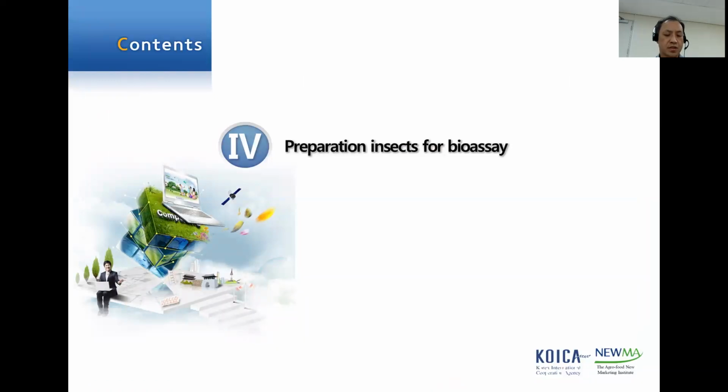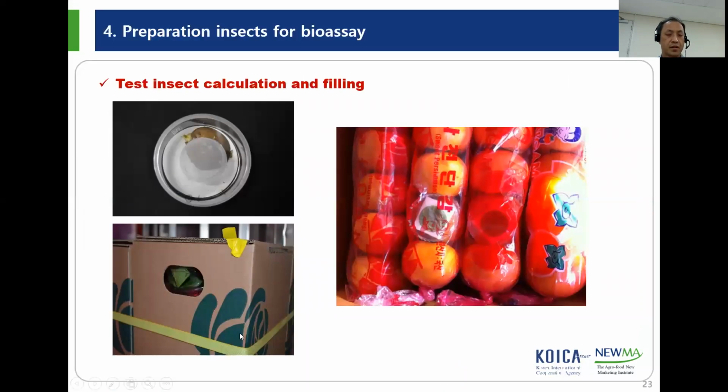Now, I'm going to discuss preparation of insects for bioassay. Reared insects are used for fumigation experiments. At least 30 insects are required for the experiments per replicate. Add some hosts or diet in a petri dish and place 30 pests in the petri dish. And the petri dish, in this way, is put in the container or box for the fumigation experiment.